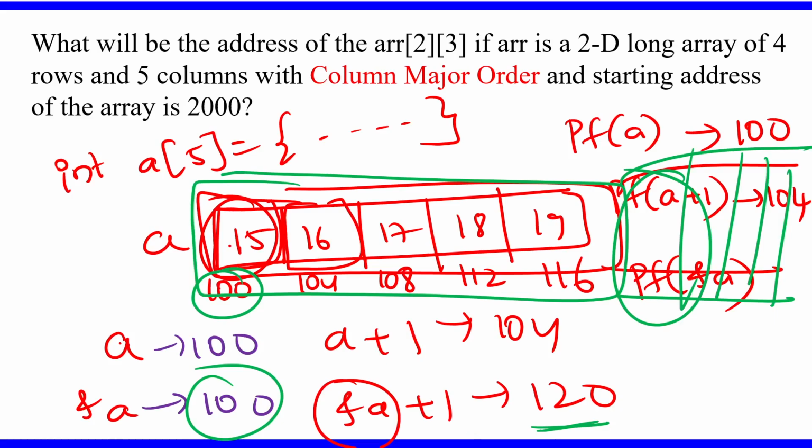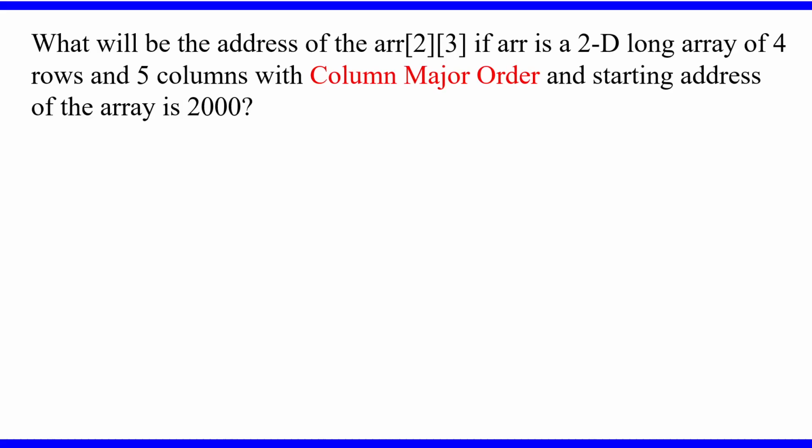Is this point clear? The difference between a and ampersand a? Is it clear? A plus 1 is pointing to the next block, ampersand a plus 1 is pointing to the whole next block. Okay. Now, keeping that in mind, let us come back to our problem.